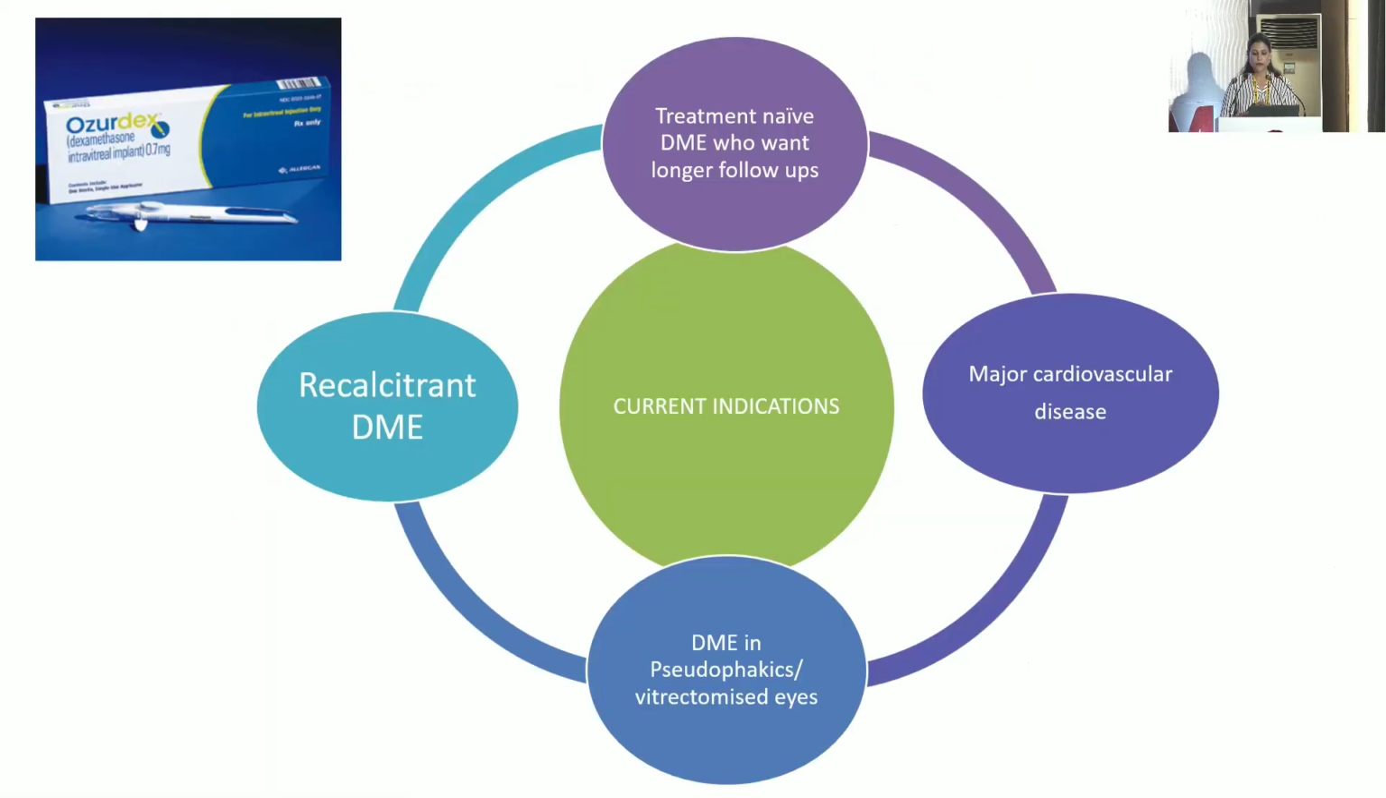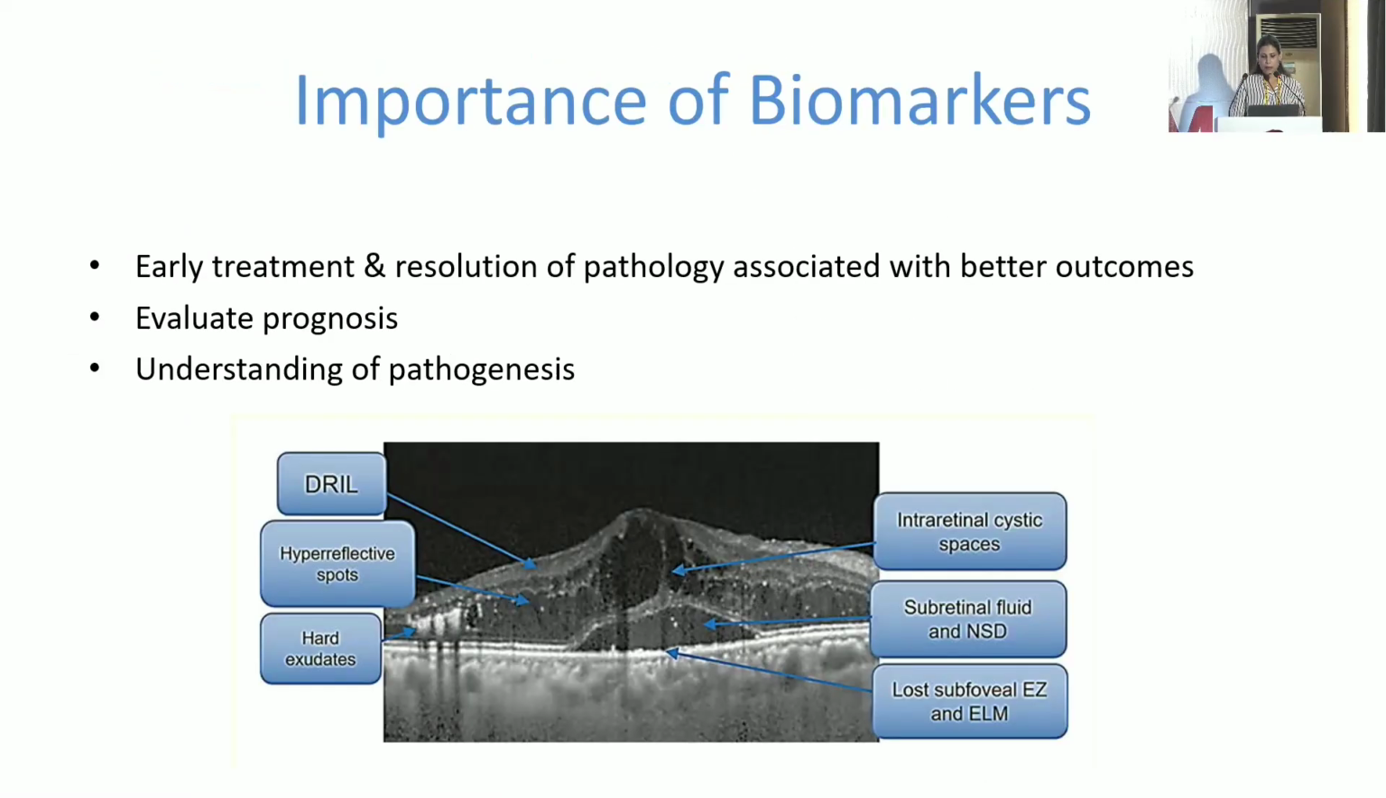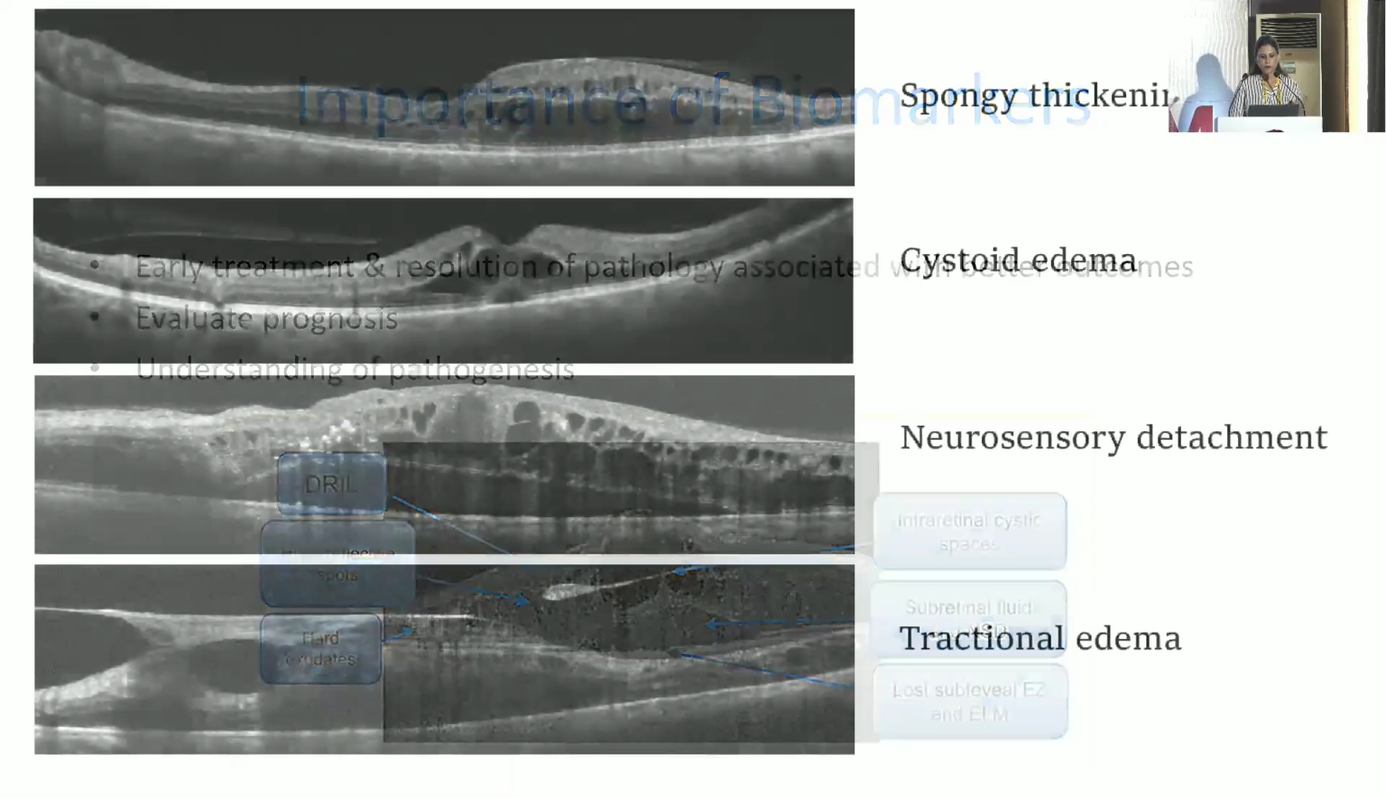So Ozurdex comes to the rescue here. It has the advantages of good response in refractory DME, fast-acting, long-lasting effect with minimal systemic absorption. The transient IOP rise and cataracts are the concerns here. If the patient is a non-responder, what do we need to look at? We need to look at the systemic condition of the patient, then ocular factors also, then OCT-specific biomarkers. They are very important with the advent of newer OCT machines. They help us decide which treatment will work better, and the prognostication.